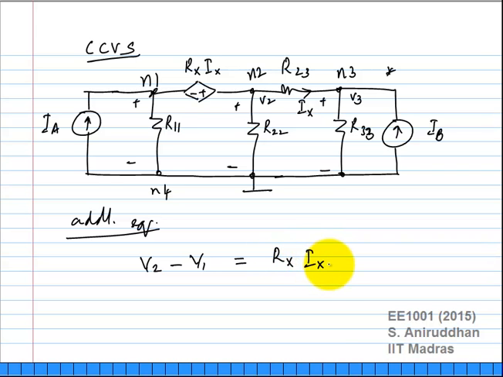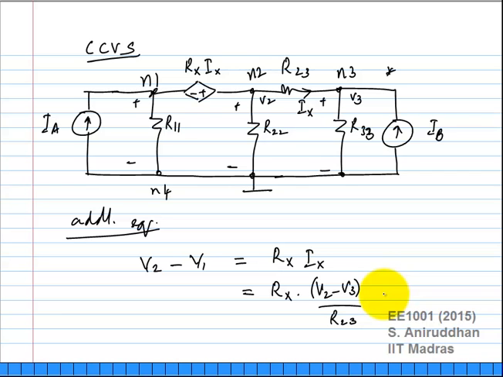This is the original constraint. How do you get the additional equation in terms of what we expect to solve? Ix is the current through some element. In this particular case it's a resistive element. You use the elemental relationship to represent it in terms of the voltages, right? So this is the same as Rx times, what is Ix? V2 minus V3 by R23.